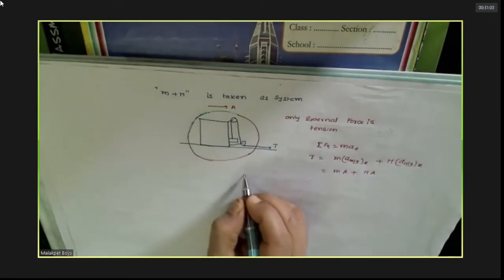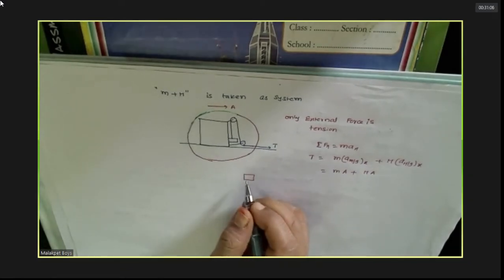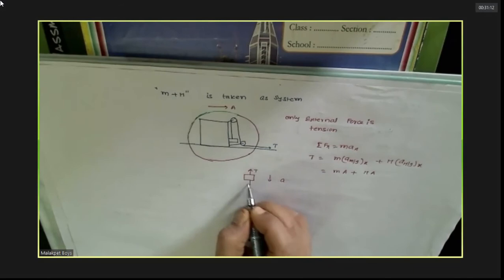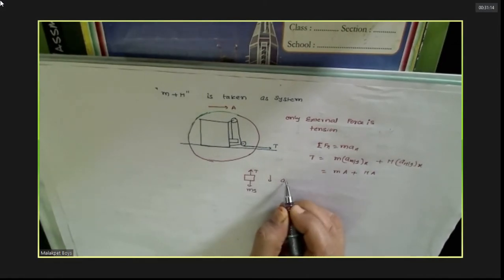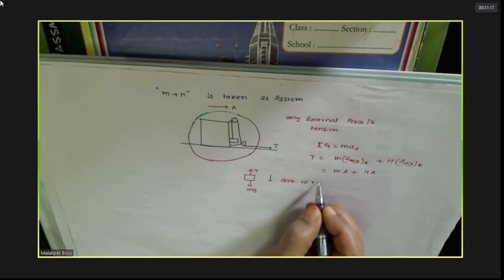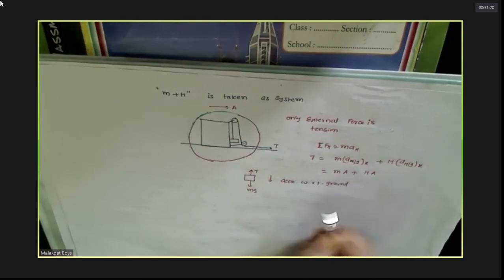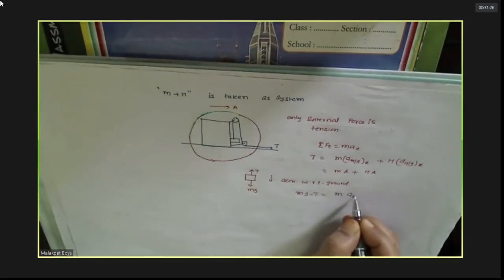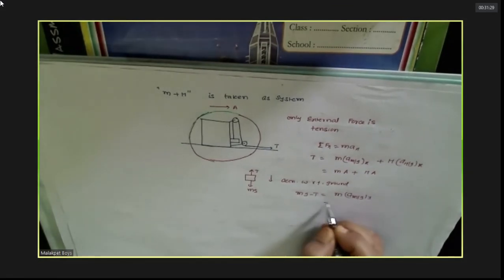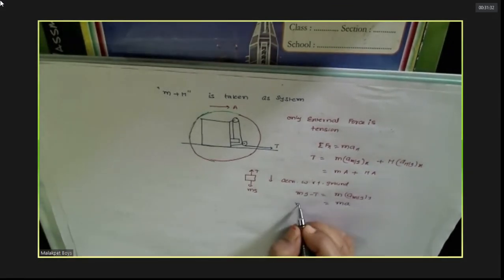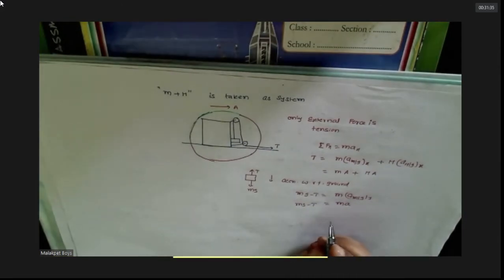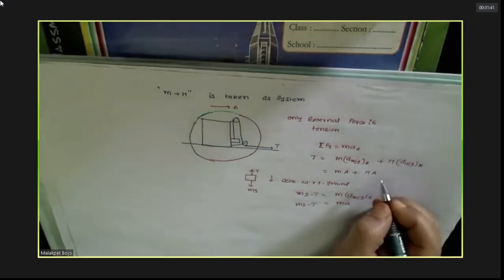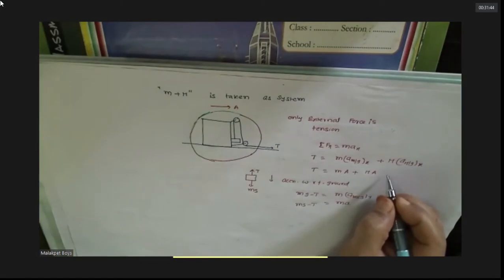Now consider only the small block, in the vertical direction. This is acceleration, this is tension, this is mg. This is the motion with respect to ground. Here we have mg minus T equals mass into acceleration of small m in the y direction. That is nothing but a only, no? You got it. Is it clear or not? Now you can see this is T.